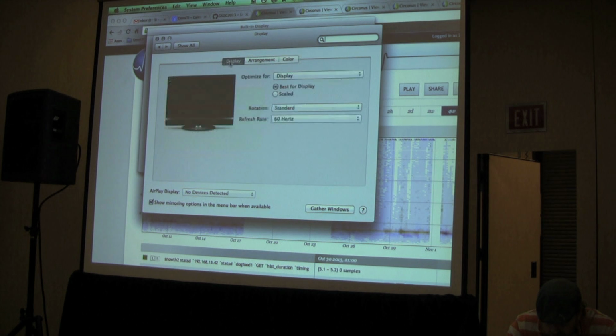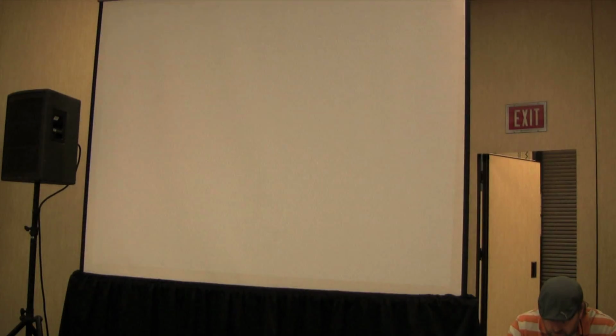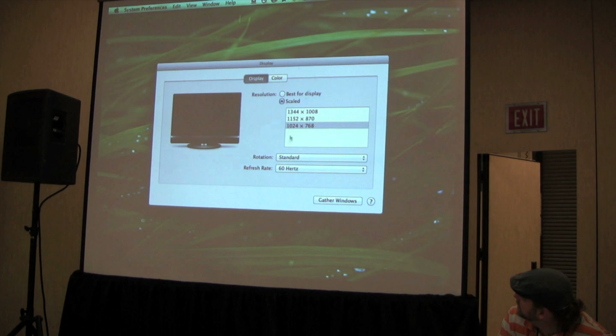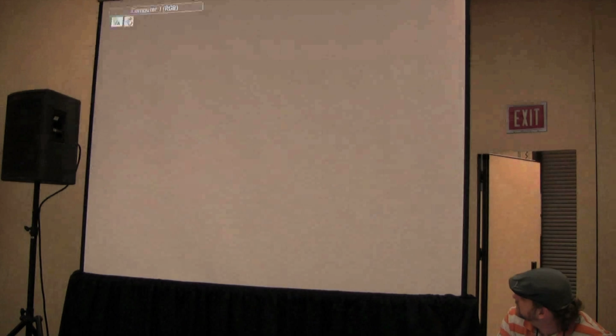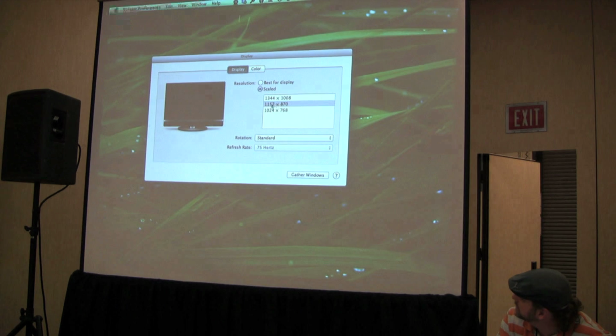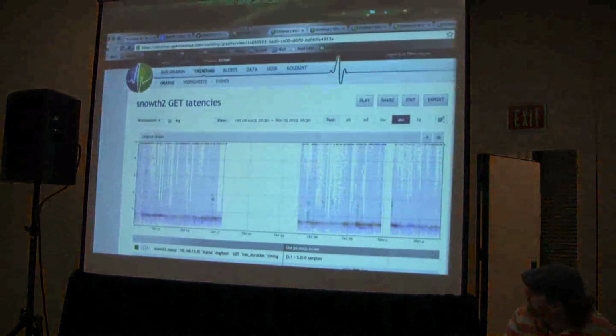This is Windows size. What's that? Under arrangement, you stop mirroring. I see. You just have to shove it over to the other side. All right. Is there a way to make it show what you want it to show there? Drag it. It's the best for display. I don't want the best. I want the right one. Let's see if this works. There we go. That's better.